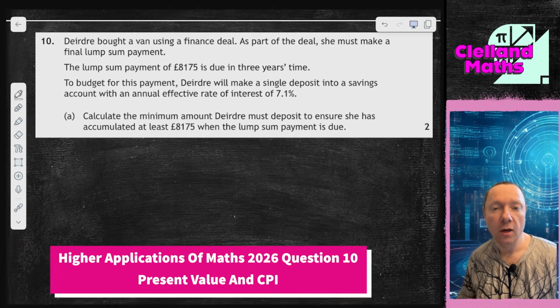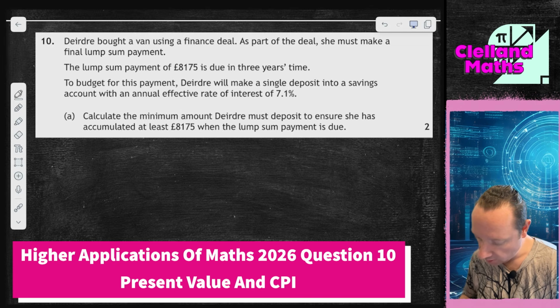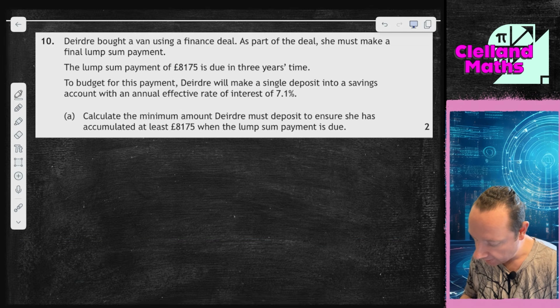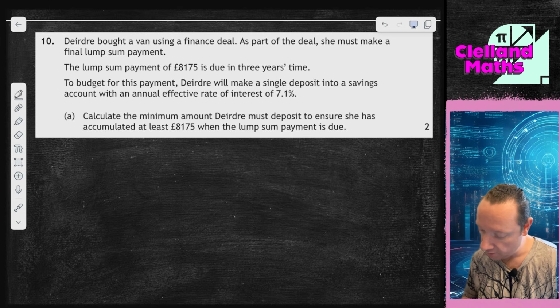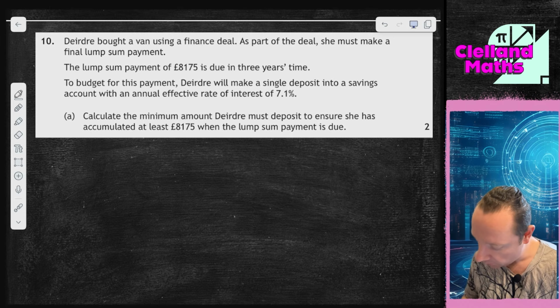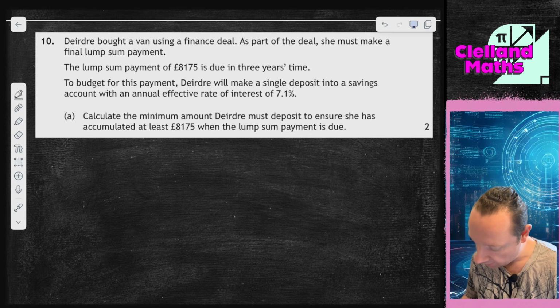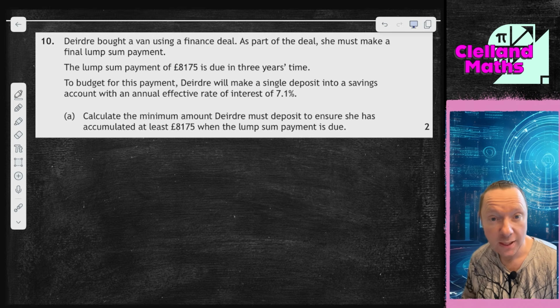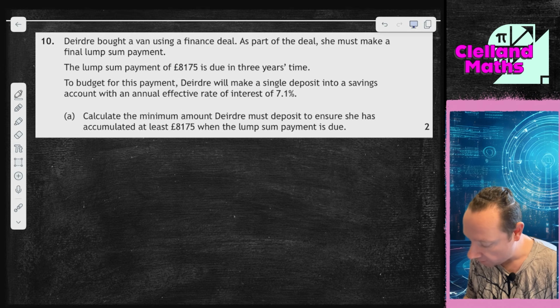There we are. Okay, Scotland Applications Maths 2026, question 10. Deirdre bought a van using a finance deal. As part of the deal, she must make a final lump sum payment. The lump sum payment of 8,175 is due in 3 years' time. To budget for this, Deirdre will make a single deposit into a savings account with an effective rate of interest of 7.1%. So this is a present value question. Calculate the minimum amount Deirdre must deposit to ensure she has accumulated 8,175 when the payment is due.